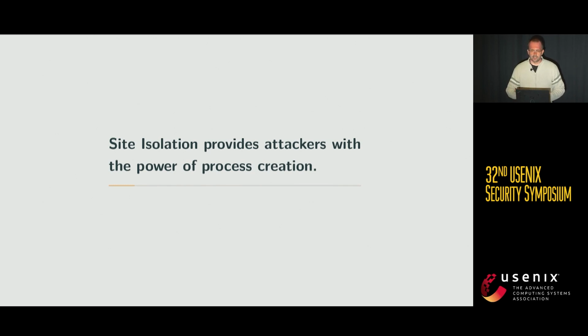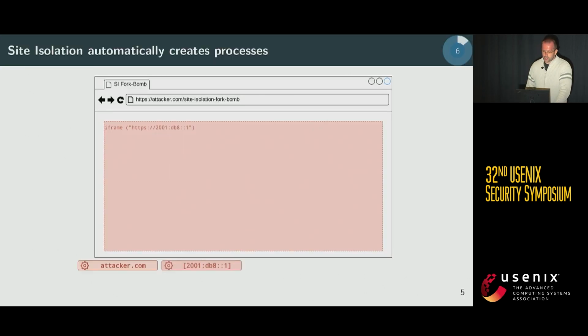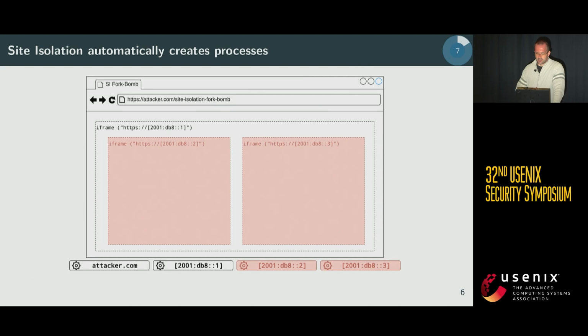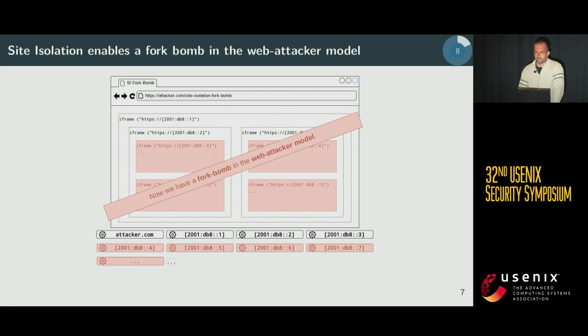Let's take a look at how an attacker can use those powers to create a fork bomb in the web attacker model. Imagine an attacker who owns an IPv6 address block and hosts a website attacker.com. The website attacker.com contains an iframe that points to one of the attacker's IP addresses, and visiting the site will simply create two processes, one for attacker.com and one for the IP address shown. And the iframe now references a different attacker website that embeds two additional iframes that reference two additional IP addresses, creating two additional processes. And if the attacker now continues to recursively embed iframes into that site, we have a fork bomb in the web attacker model.